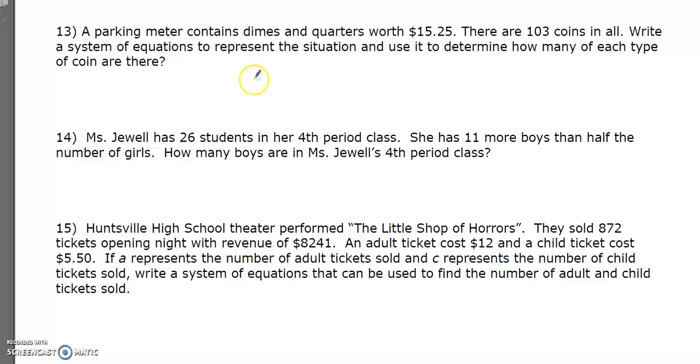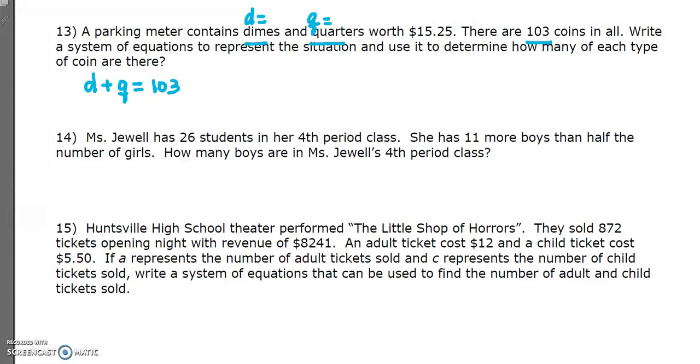Okay, so we are talking two kinds of coins. We have dimes and we have quarters. So I'm going to let D represent the number of dimes and Q represent the number of quarters. So if I have the number of dimes plus the number of quarters, that should equal the total number, which is 103.